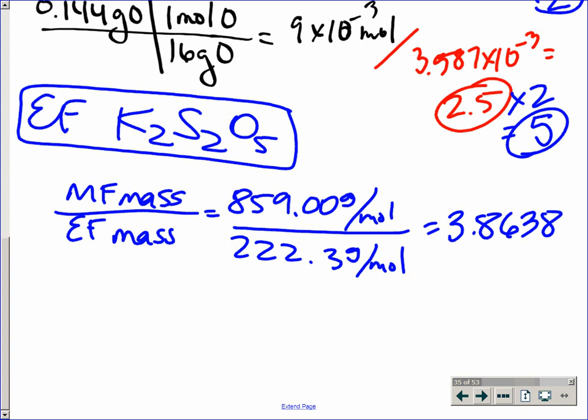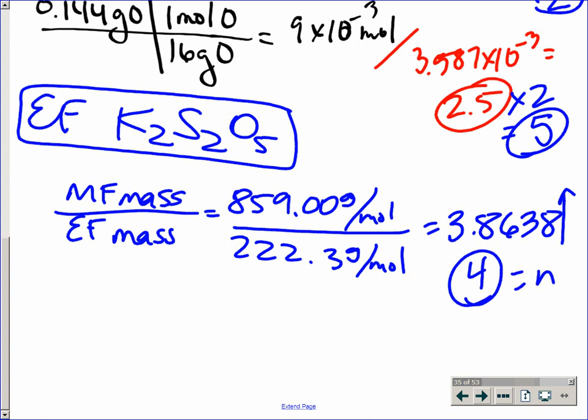Hold up your number for N on your fingers. Ooh, I see some of us are saying 4, and I see somebody saying 8. We okay? Number N. We take the molar mass, which was a huge number, almost 900 grams per mole, and divide it by the K2S2O5, which added up to about 222. When you divide, you don't get 4, right? You get 3.86. But what are we allowed to do with that? Round it up to 4. And that is N, your multiplier.